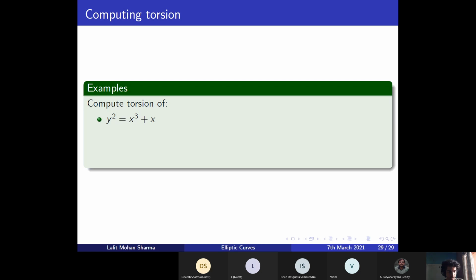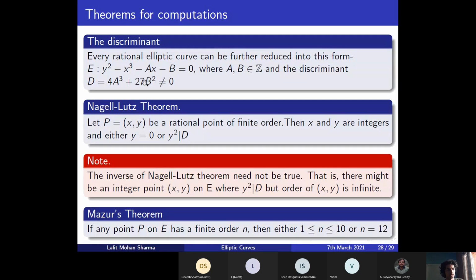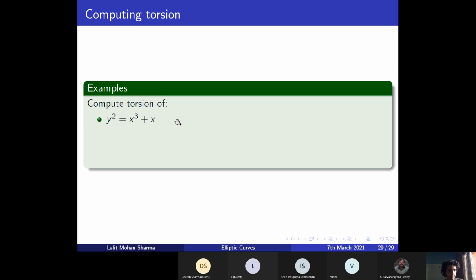I'll give you two examples. y squared is equal to x cubed plus x. You can check by differentiating it with respect to x and y that it's an elliptic curve. It has no singular points, so the group law is true. If the group law is true, we can use all these theorems. Also we're working with rationals, so the discriminant is just this, because this is the reduced form. You can try to find the torsion of this. Similarly, you can also find the torsion of this. Yeah, that is just an exercise.